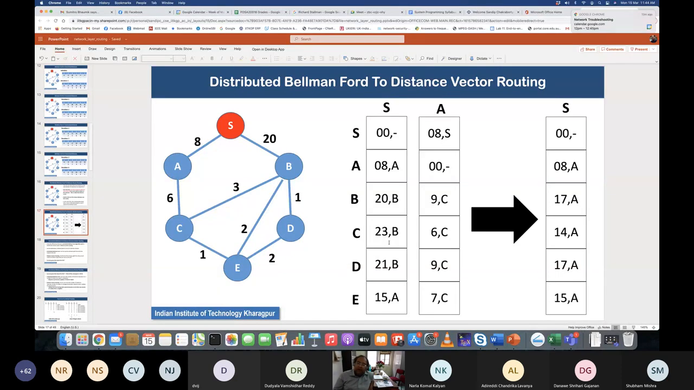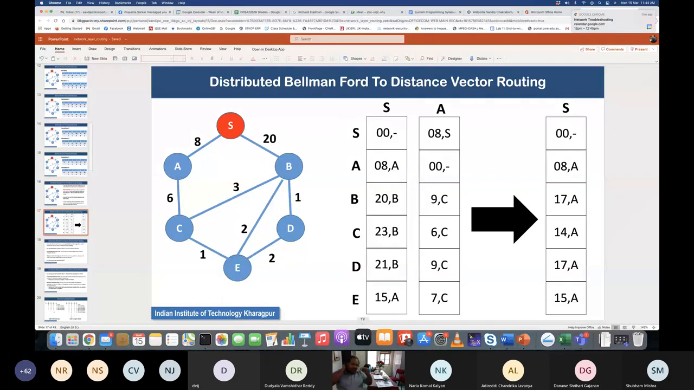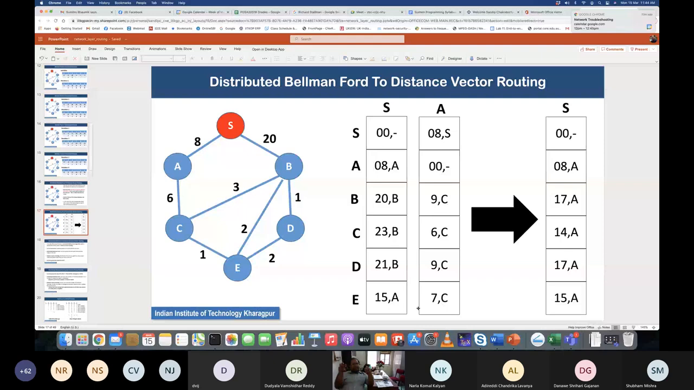Similarly for D, it was 9 plus 8, 17, which is less than 21. You take it as A. For E, it is 8 plus 7, 15. Anyway, it was 15, so it remains as that. So that way, every node, whenever it is getting the distance vector information from another node, based on the information announced by the other node, updates its own information.